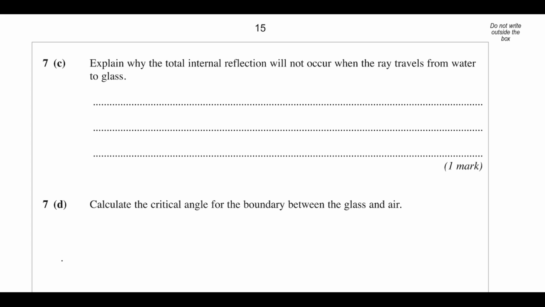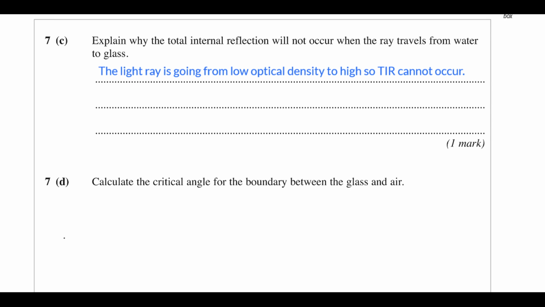So explain why TIR will not occur. So that's what I just spoke about. The fact is it's going from low to high optical density. So that's what we've got there. TIR can only occur when it's going from high to low, so it's impossible. I don't know why we got so much space to write that. Seems fairly concise.